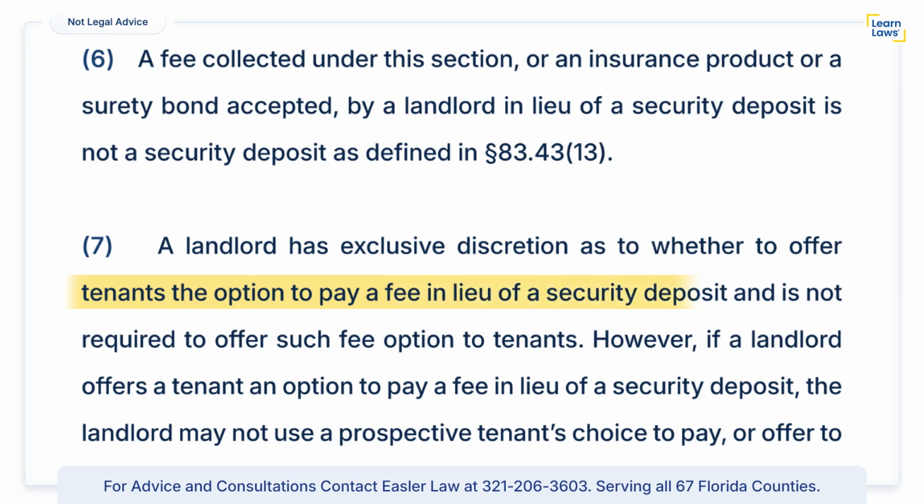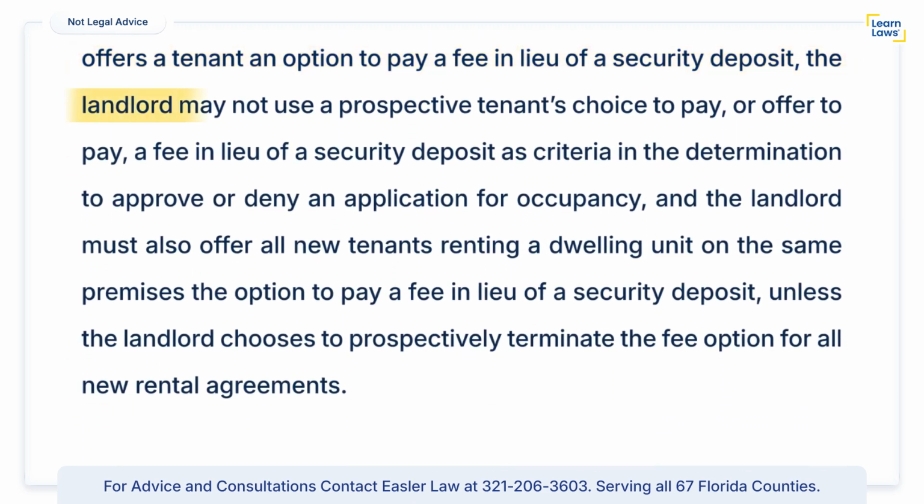7. A landlord has exclusive discretion as to whether to offer tenants the option to pay a fee in lieu of a security deposit and is not required to offer such fee option to tenants. However, if a landlord offers a tenant an option to pay a fee in lieu of a security deposit, the landlord may not use a prospective tenant's choice to pay or offer to pay a fee in lieu of a security deposit as criteria in the determination to approve or deny an application for occupancy, and the landlord must also offer all new tenants renting a dwelling unit on the same premises the option to pay a fee in lieu of a security deposit, unless the landlord chooses to prospectively terminate the fee option for all new rental agreements.